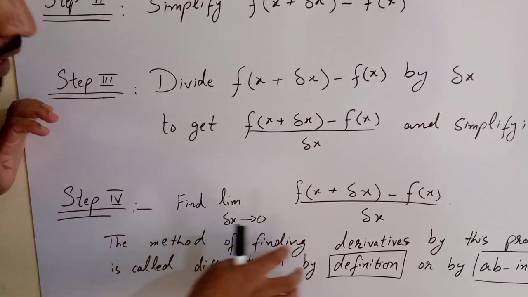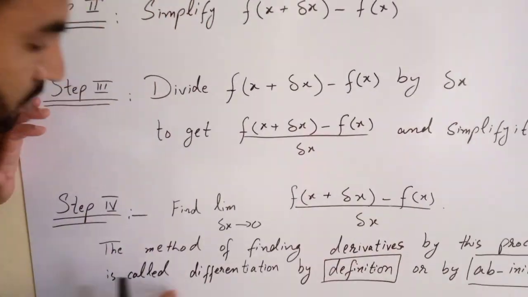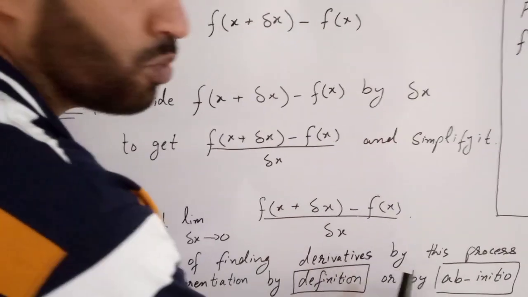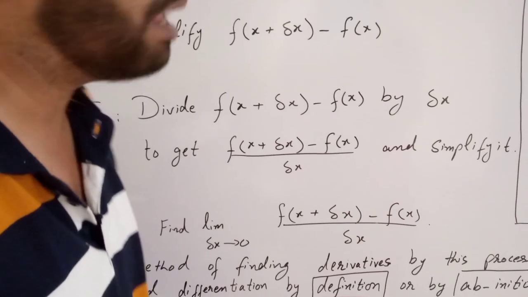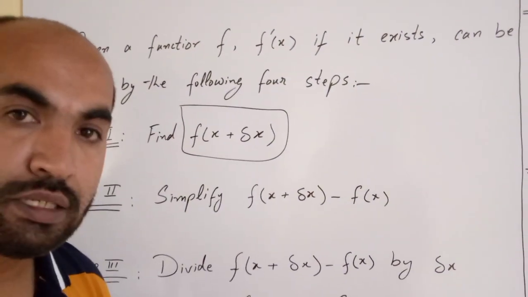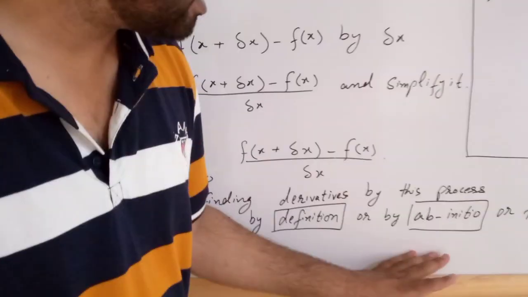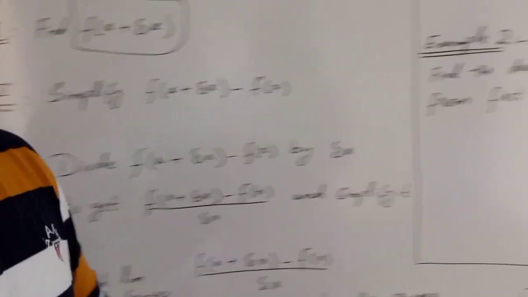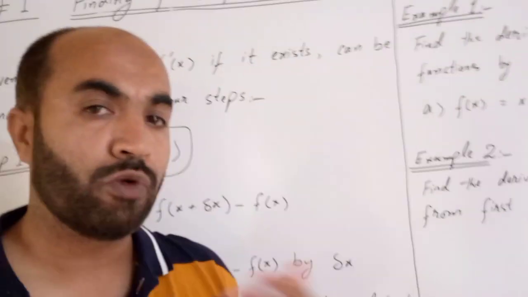The method of finding derivatives by this process is called differentiation by the definition method, or by the ab initio method, or from first principles. This method has three names: by definition method, ab initio method, or first principle method. So you must be careful during the exam.